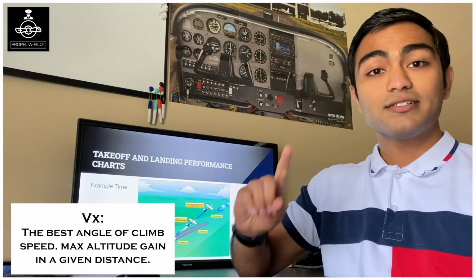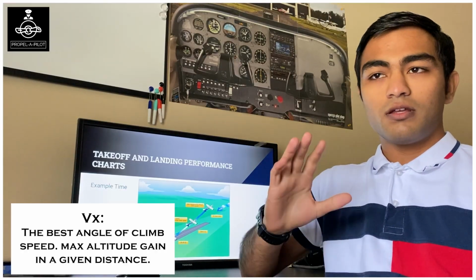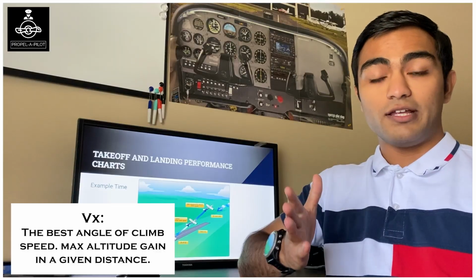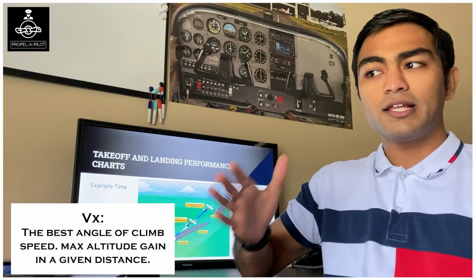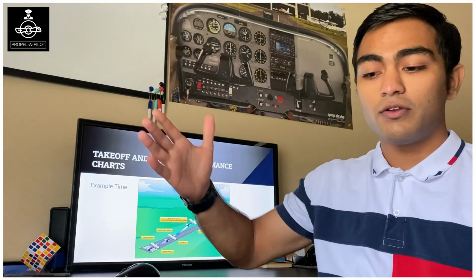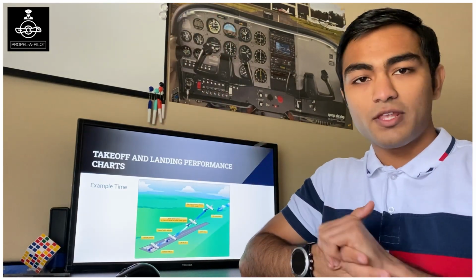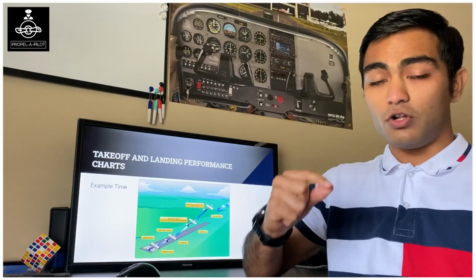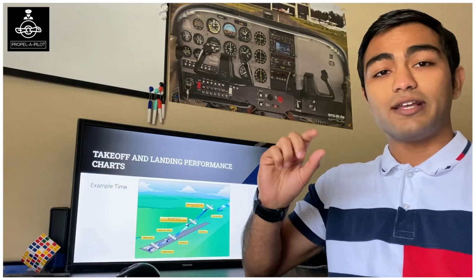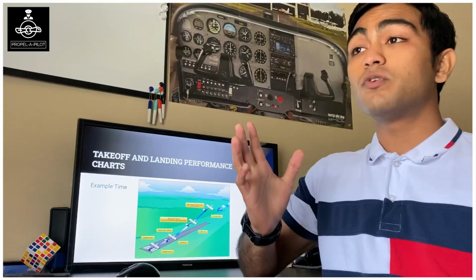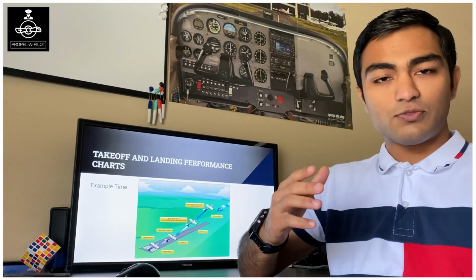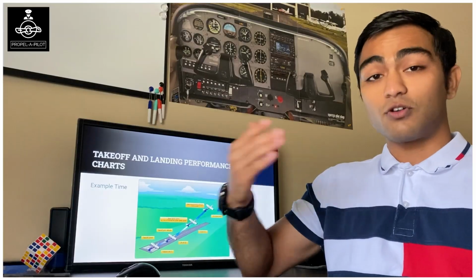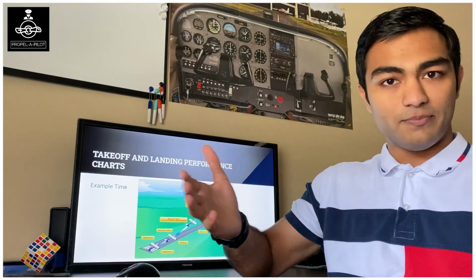Vx, best angle of climb speed. This is used to gain the most altitude in a given amount of distance, basically gaining the maximum altitude with the least amount of distance. This airspeed is the lowest of all the climb speeds and requires a high pitch attitude, usually limiting the forward visibility. Use this airspeed to clear obstacles when they are closer to the runway on departure.